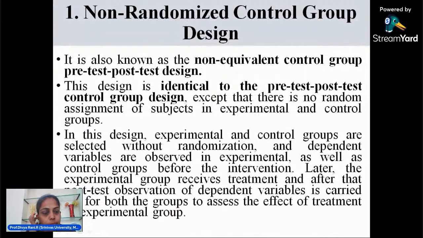Next slide. So the first one is non-randomized control group design. From the word itself you can make out it is non-random. Randomly you are not selecting the participants. Non-randomized control group. So there will be a control group, but this particular technique is somewhat similar to the pre-test post-test control group design. Next slide.